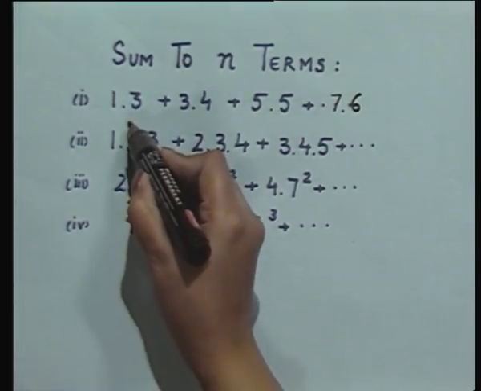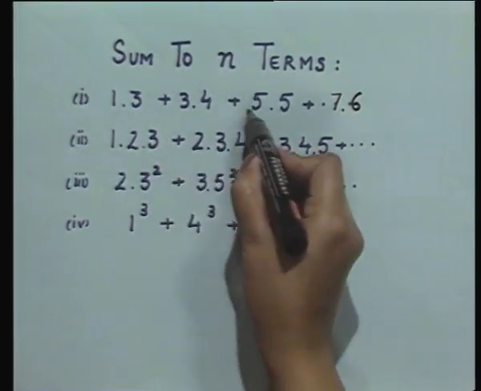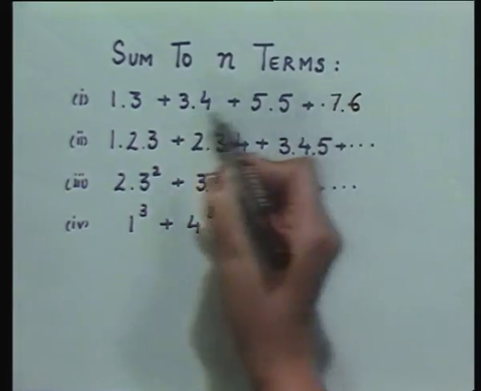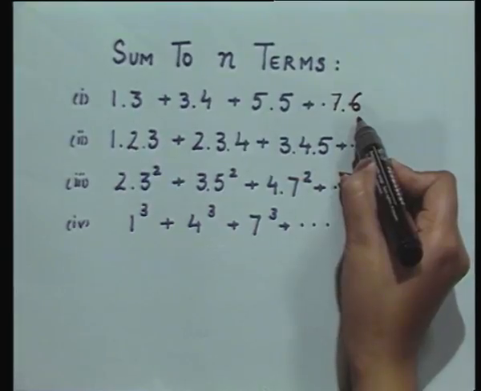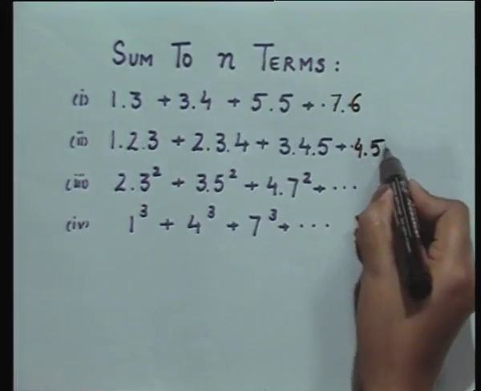7 into 6, that's right. I think you must have guessed it: 1, 3, 5 will give you 7 as the next term here, and 3, 4, 5 automatically the next should be 6. Similarly, you can identify the next terms here. Definitely, ma'am, I can identify. It is 4 into 5 into 6. That's right, 4, 5, 6.